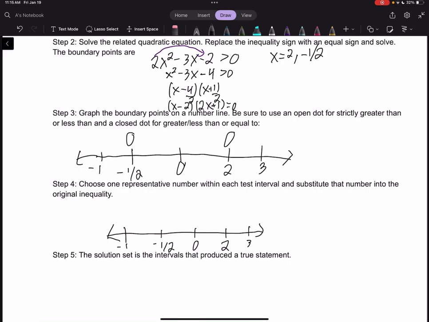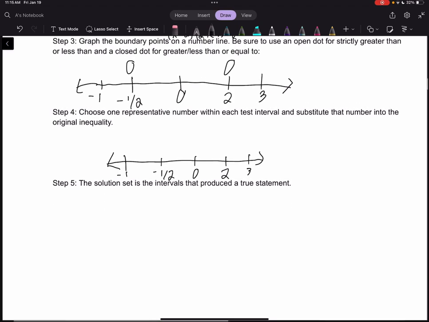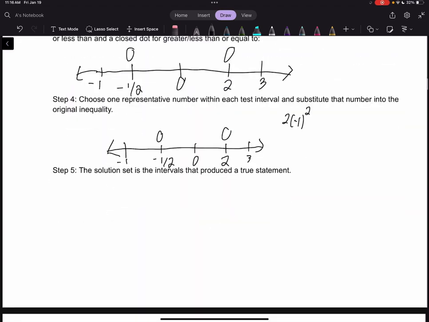So when testing negative 1, I really don't need the number line down there, but I'm going to leave it anyway. When testing negative 1, we put it back in the original inequality. So 2 times negative 1 squared, minus 3 times negative 1, greater than 2. Well, this is going to be positive 2 plus 3, greater than 2. So 5 is greater than 2. This is correct. My arrow goes left.